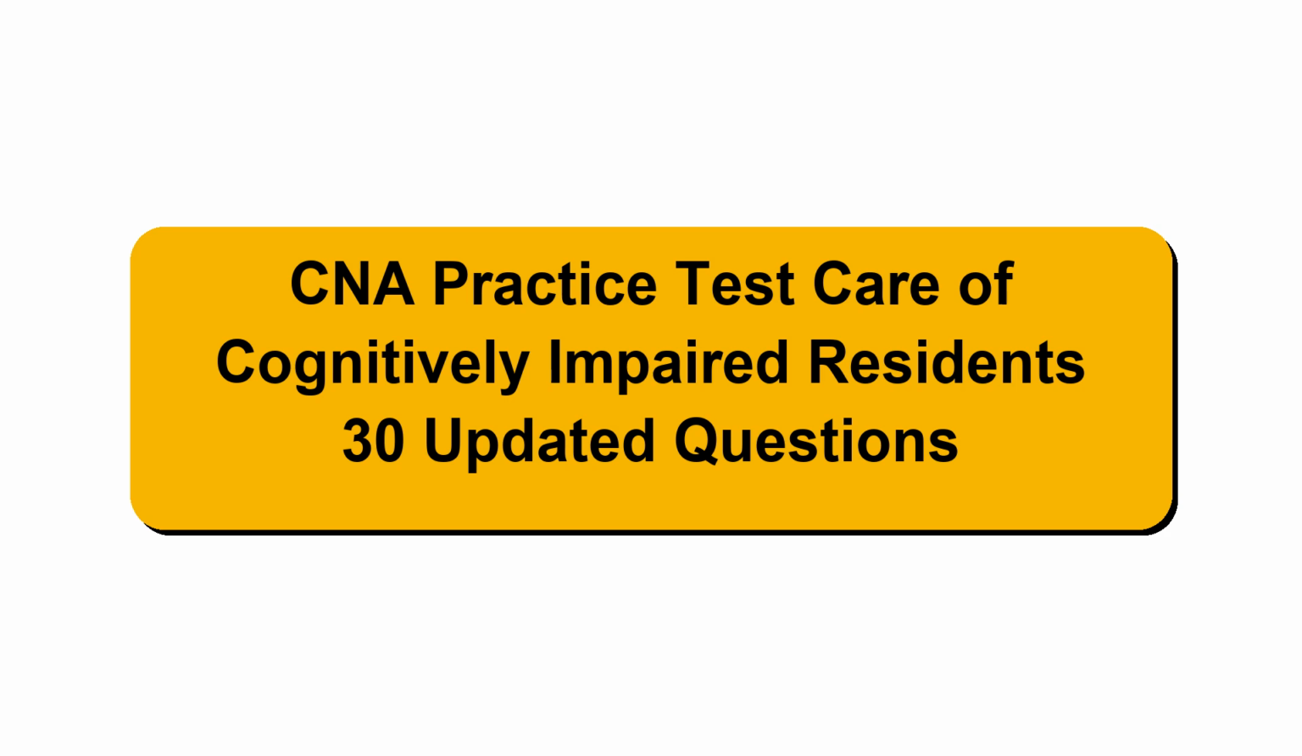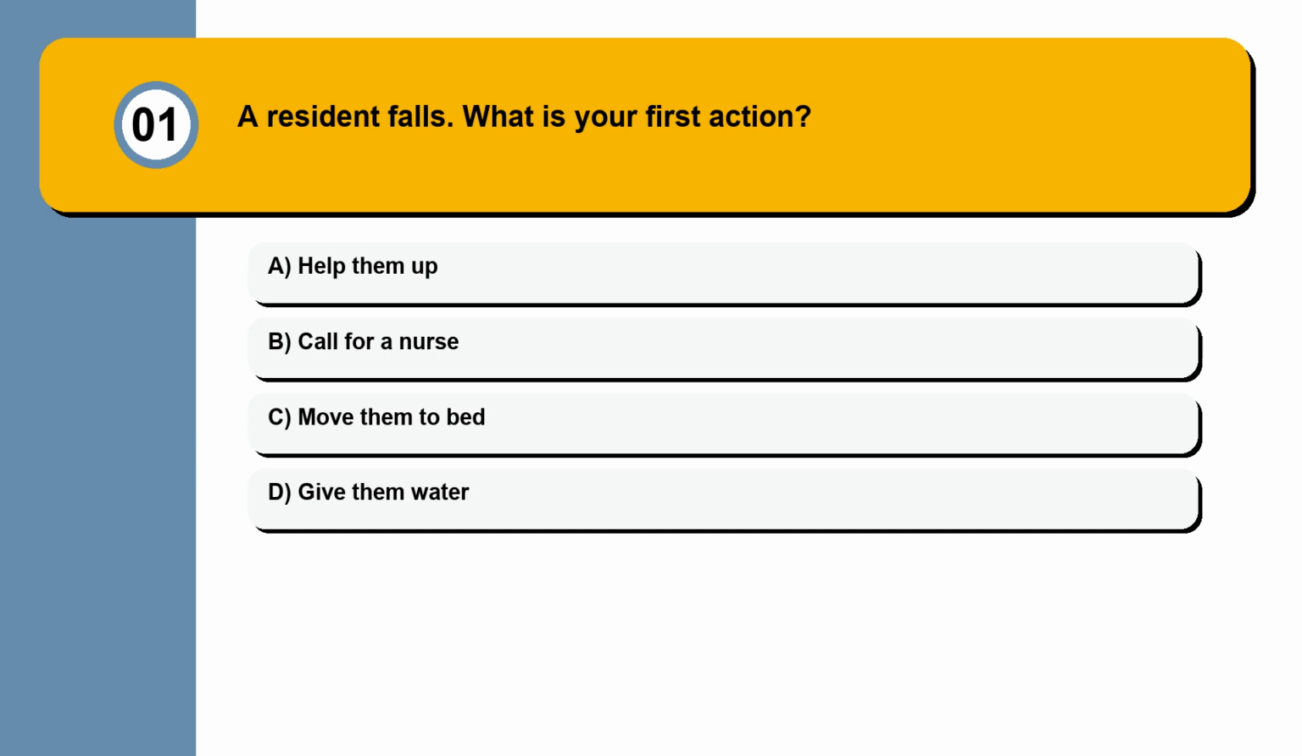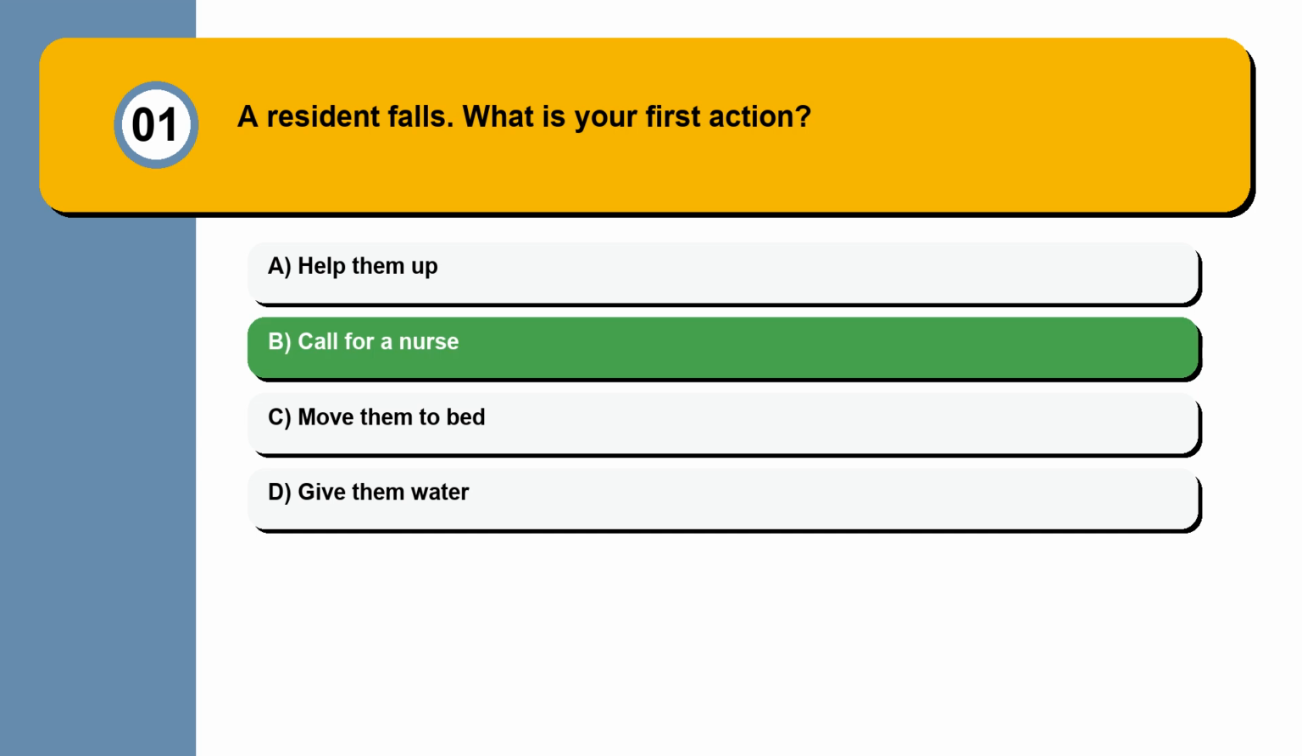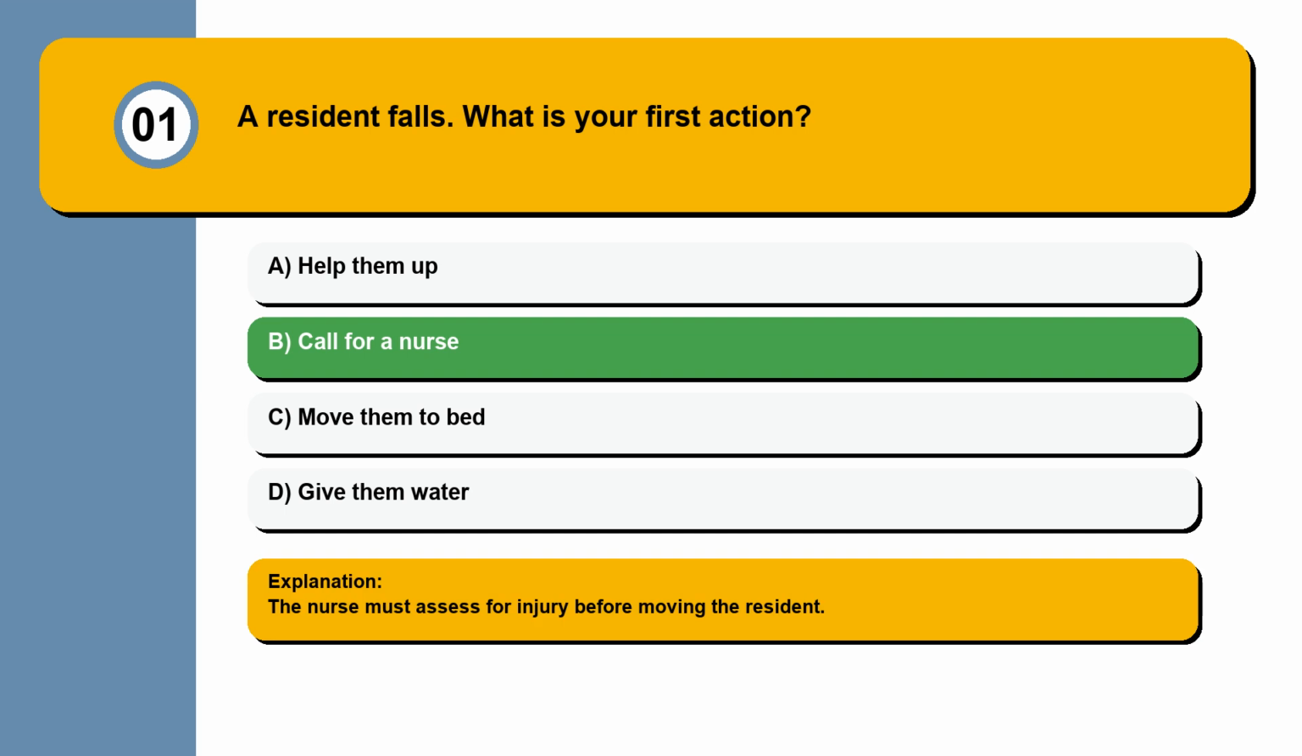CNA practice test: care of cognitively impaired residents. 30 updated questions. Question 1. A resident falls. What is your first action? Help them up. Call for a nurse. Move them to bed. Give them water. The nurse must assess for injury before moving the resident.